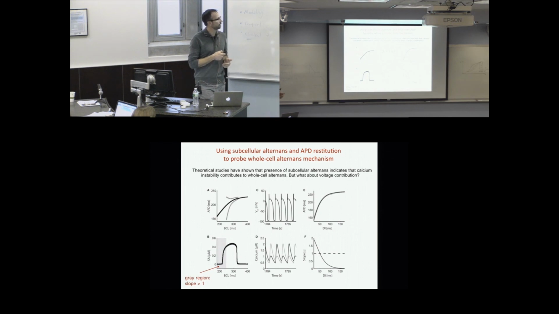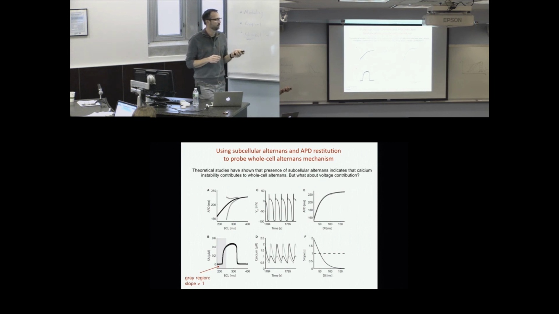So theoretical studies have shown that the presence of subcellular alternans indicates that calcium instability contributes to whole cell alternans. So there's a number of studies. Johannes and Eigen and some work from our group and others have shown that subcellular alternans, for example, as I showed on the previous slide, cannot happen if there's not an inherent instability in the calcium system. So I'm not going to show you all of that work, but that's been very well established.